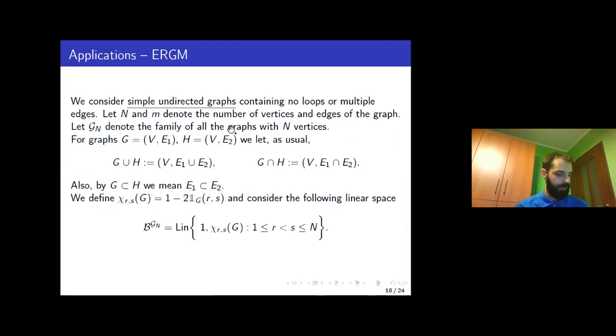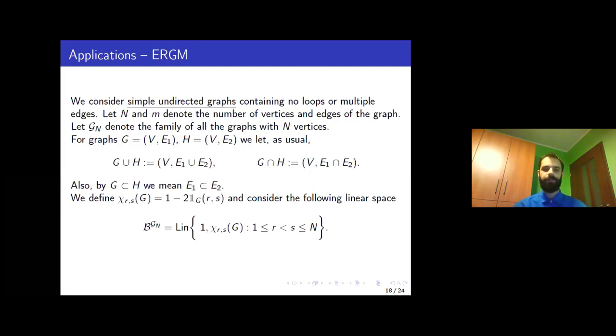So another application are the exponential random graph models. And here we consider simple undirected graphs, without self loops and without multiple edges. Let big N denote the number of vertices in such a graph, and let small m be the number of its edges. As Gn, we will denote the family of all the graphs with n vertices. And the operations like sum of graphs, intersection of graphs, and the inclusion will be treated in terms of edges.